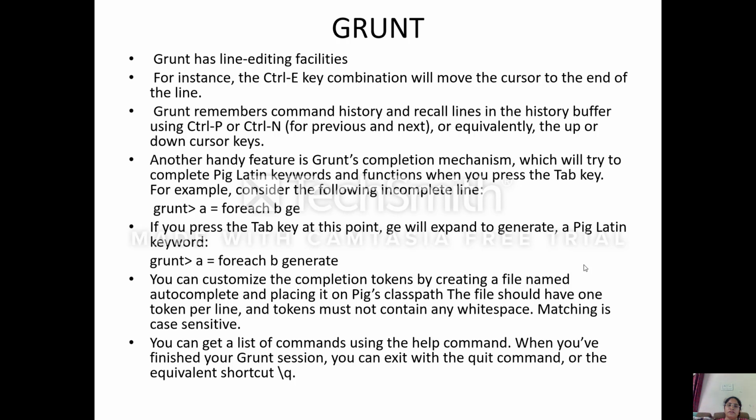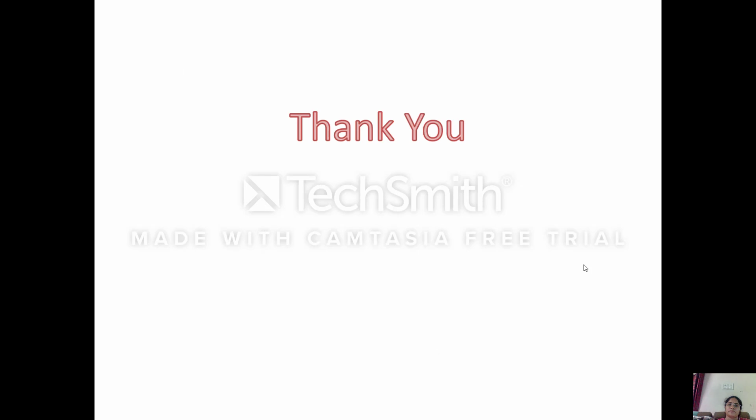Within the grunt shell, it provides the line editing facilities, and if you want to move to the end of the line, you can press Control E. And if you want to find the history of the commands or previous commands, you can use the up and down arrows or Control P or Control N, or previous and next, to get the previous and next commands. And one more is it contains the auto completion mechanism to complete the keywords and functions available within Pig. And you have a help option available, and if you want to quit, you can use the quit command, or directly you can use \q. Thank you.